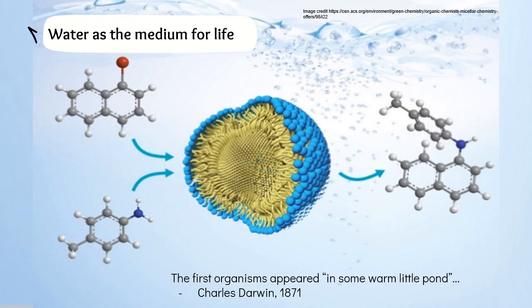First up, we're going to talk about how water is the medium for life. Water is basically what all of us are dissolved in. Darwin said quite a bit ago that the first organisms must have appeared in some warm little pond. We're pretty sure now it wasn't little, it wasn't a pond, it was probably an ocean, but it was quite warm.